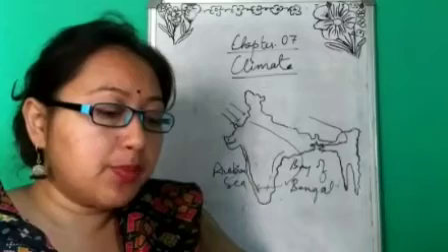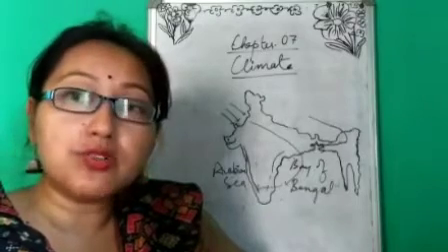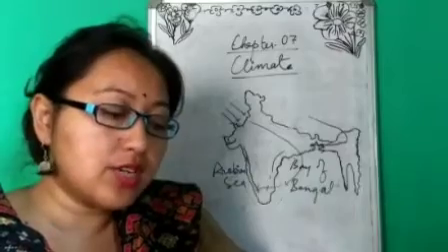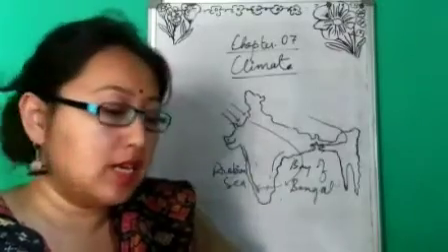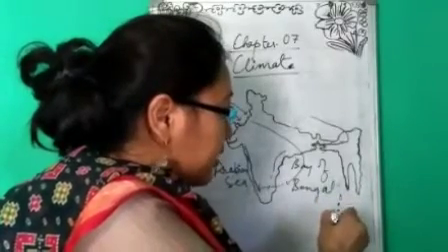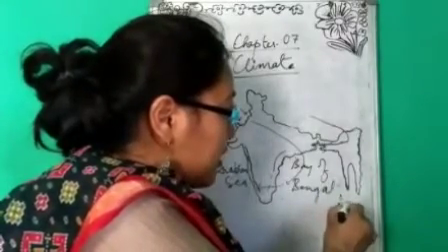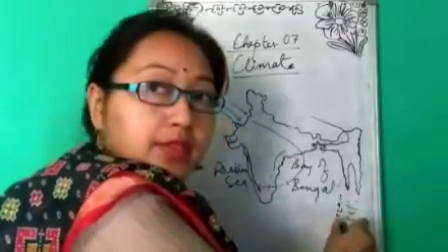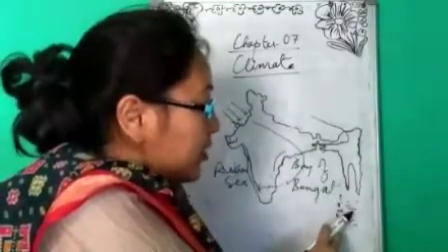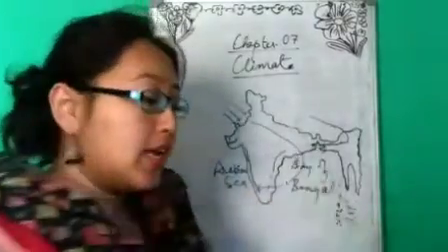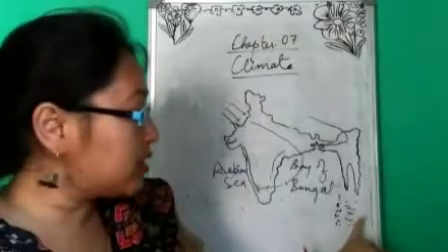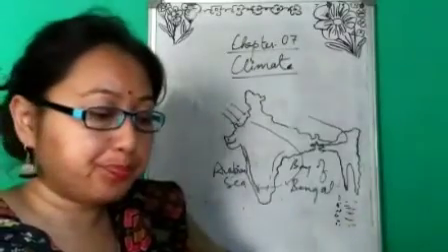Cyclones. The period is associated with the occurrence of cyclonic depressions which originate over the Andaman Sea. So we have Andaman Sea here. This is your Andaman Nicobar Island, and we have Andaman Sea here, right? So cyclonic depression occurs over this Andaman Sea.